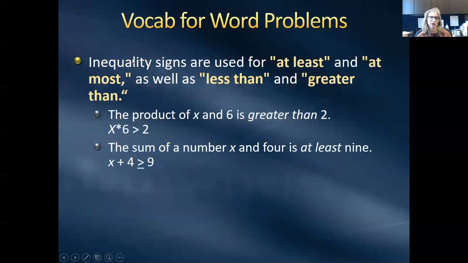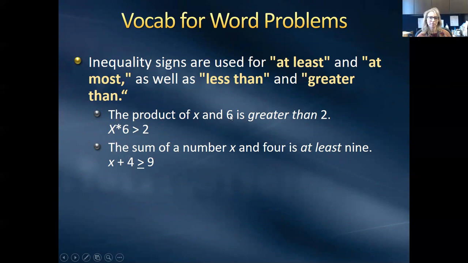So inequality signs are used for at least. When it says at least, you're going to be using the greater than or equal to, and at most, you'll use a less than or equal to. Less than, you're going to use the less than symbol, and greater than.